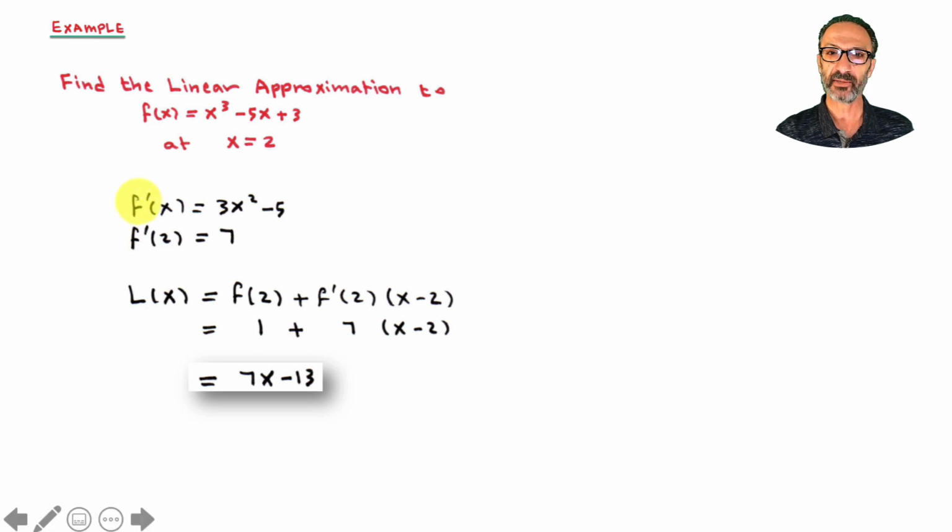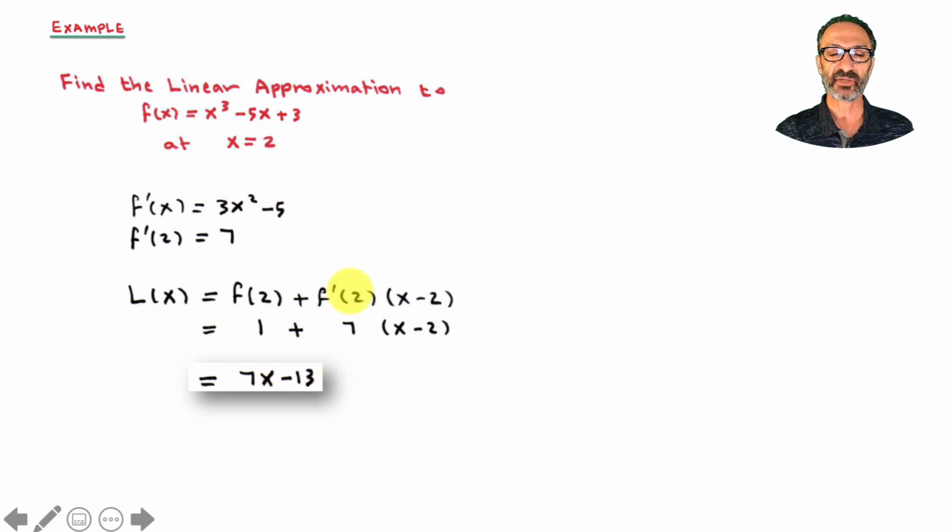So here's f prime. That's f prime at 2. That means this is the slope of the tangent. L of x is f of 2 plus f prime times x minus 2. 1 plus 7 times x minus 2, which is 7x minus 13.